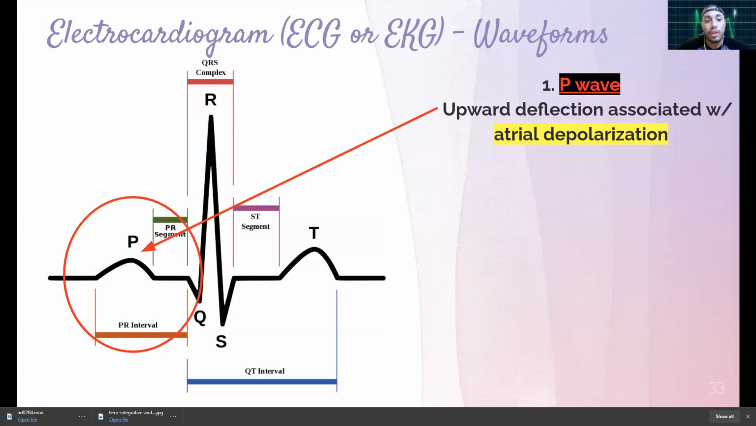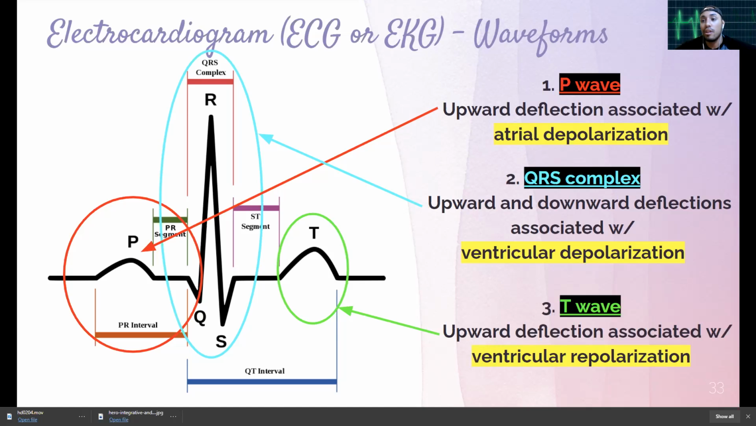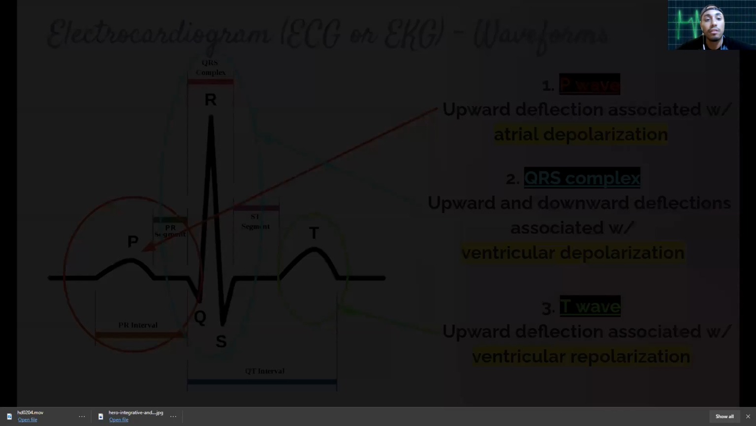If you're following along, try to guess what QRS is for. You don't have to blurt it out, but just try to see if you understand this before I show it. So the QRS complex gives you an upward deflection associated with ventricular depolarization. And lastly, the T wave is going to hit you with ventricular repolarization. I hope y'all are following along.